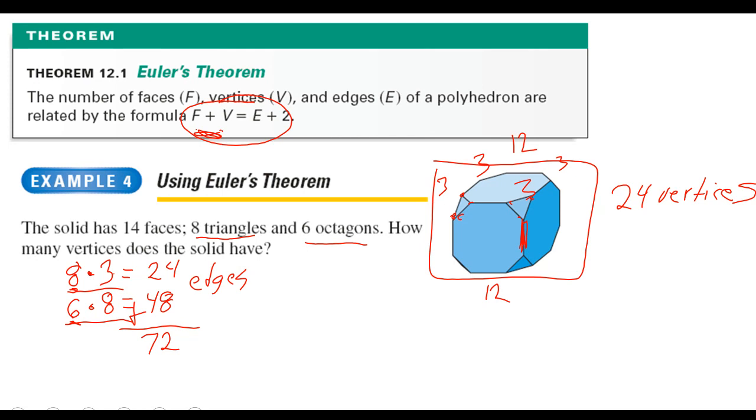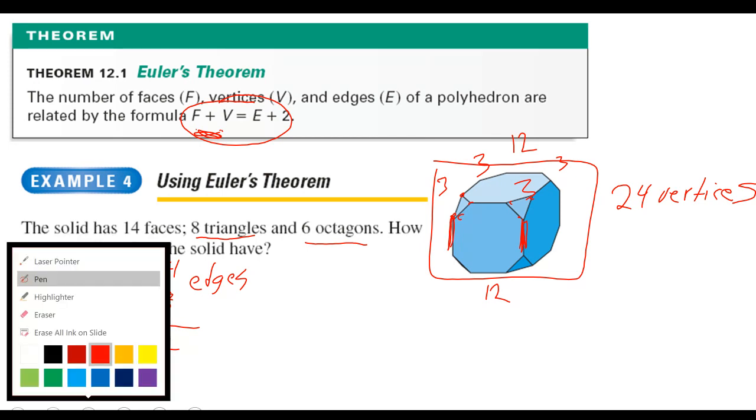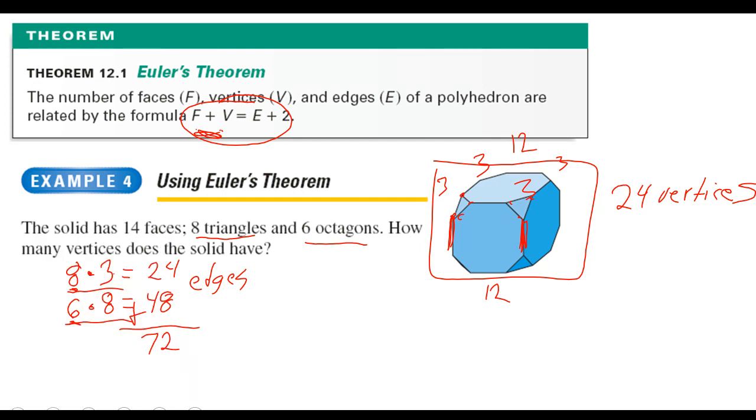But isn't this double counted for both the triangle and the octagon? So what we have to do is divide it by 2 to eliminate the double counting. So then this becomes 36. Great. Now we can finish the problem using Euler's theorem.